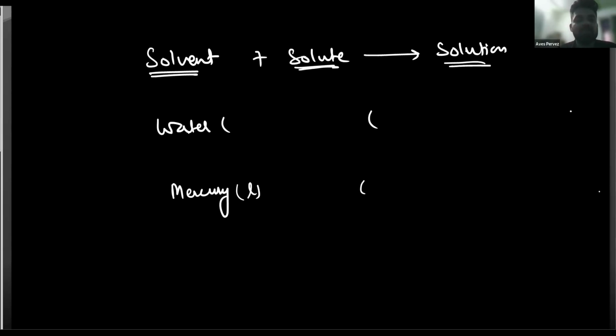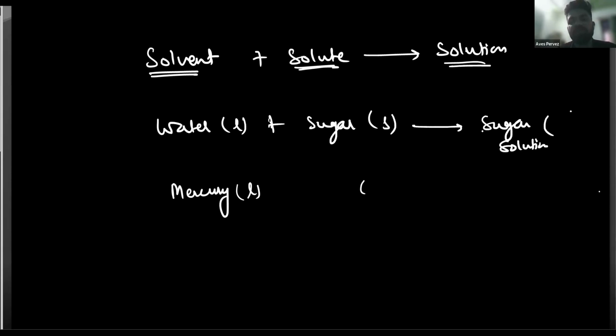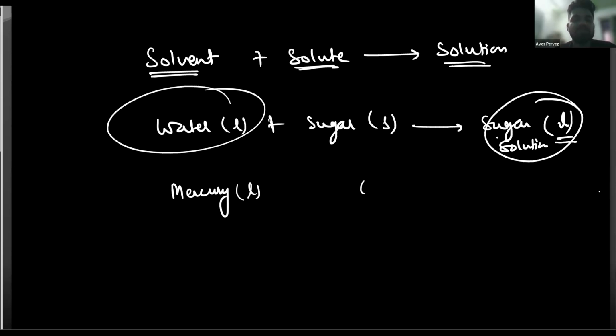In this slide, water is a liquid, and you add sugar, a solid, to it. It forms a solution called sugar solution, which is a liquid in state. So the state of the solution is the state of the solvent. Sugar is the solute, and the sugar solution is liquid, so water also has the liquid state. The state of the solvent and the solution is the same.